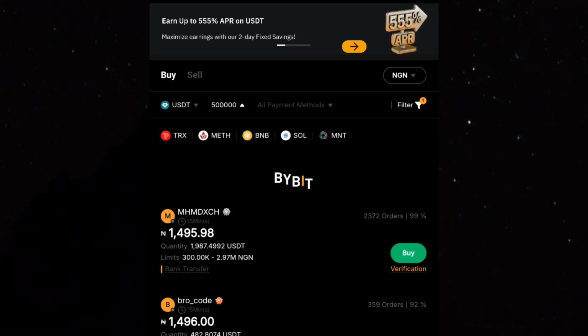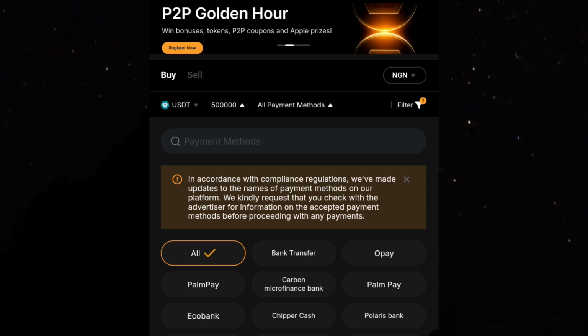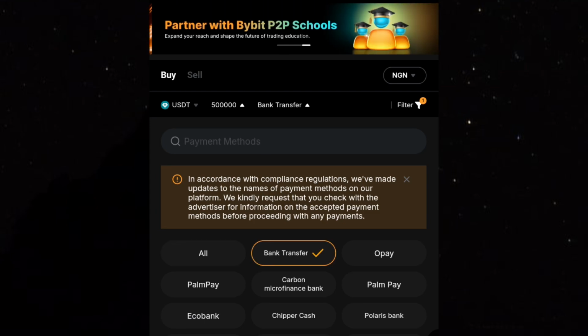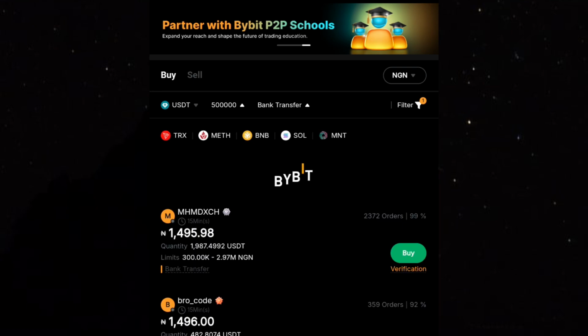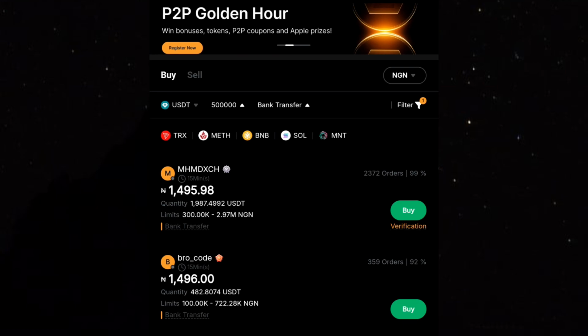So once you've clicked on confirm, the next thing you have to do is click on this place where you find all payment methods, select bank transfer, and select confirm. Now anybody who wants to buy USDT will just come and click on your ad. They come to click on your ad and they will buy all your 335.